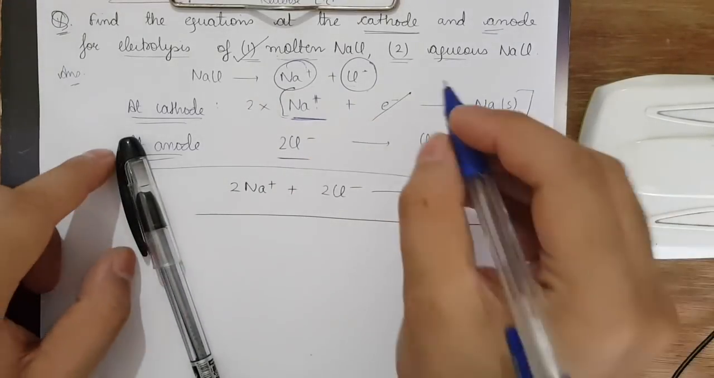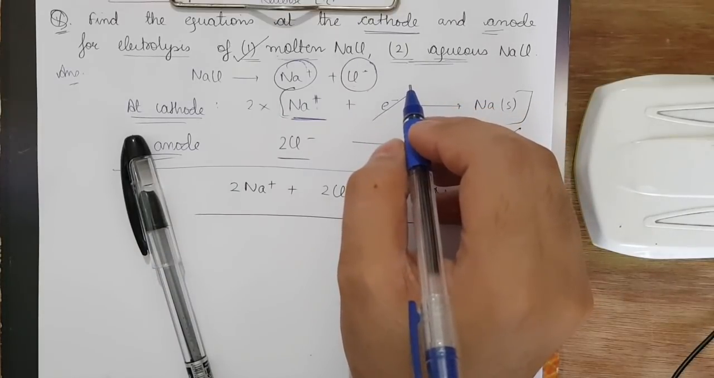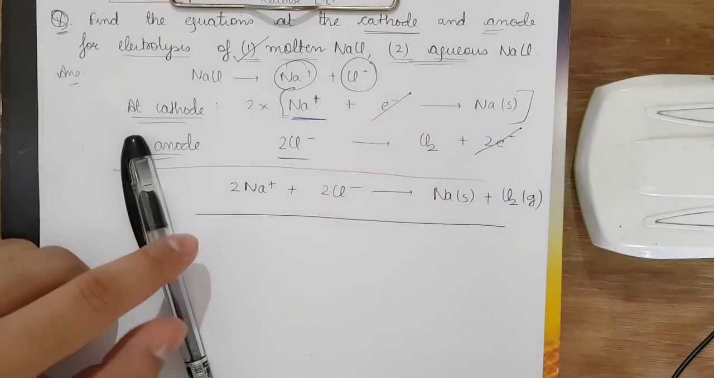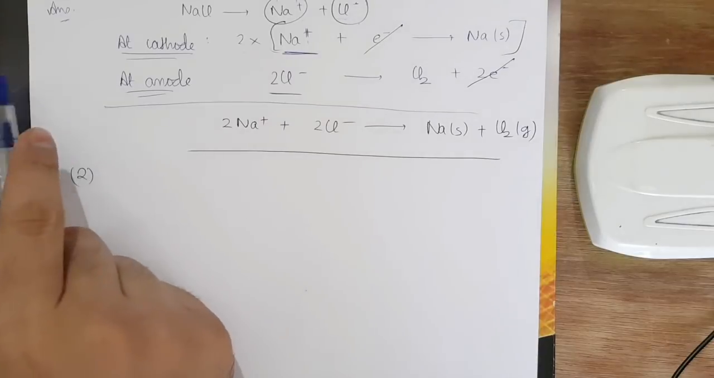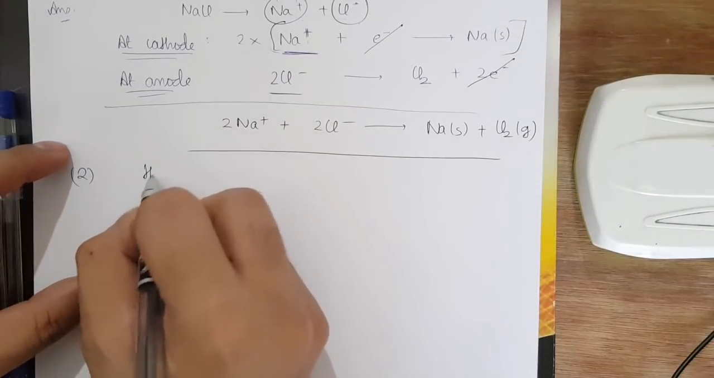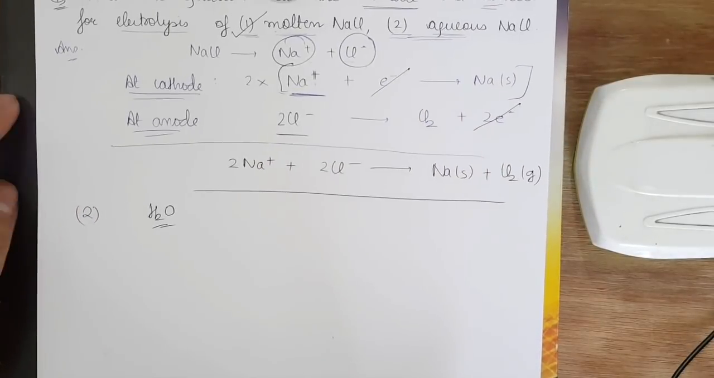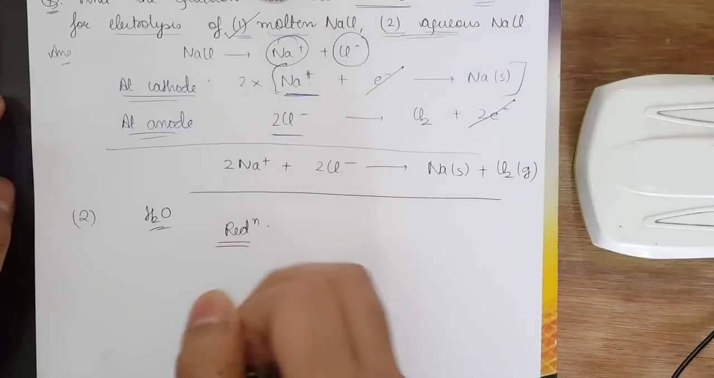Now comes the very important part, aqueous NaCl. Before understanding aqueous NaCl, you have to understand that water can also undergo oxidation and reduction. Now how can that happen? Let us try to understand in part number 2. Whenever we have H2O, that is, the aqueous part is taken into consideration, the aqueous NaCl, reduction can happen in the following manner.